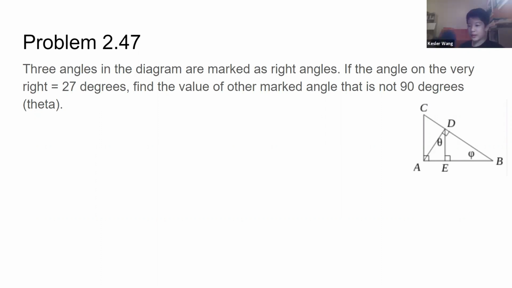I have a question. When they mean the very right, do they mean angle DBE? Yeah, it's this angle DBE equals 27. Okay.